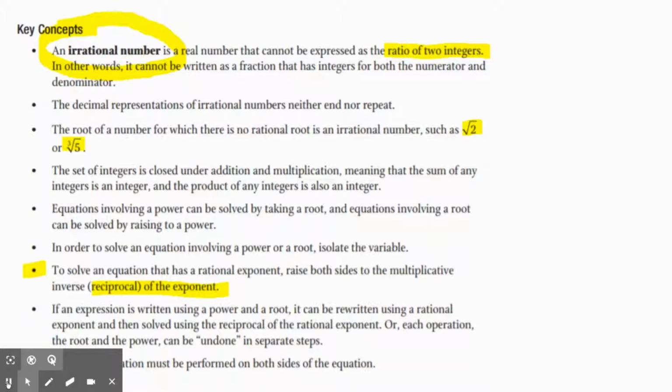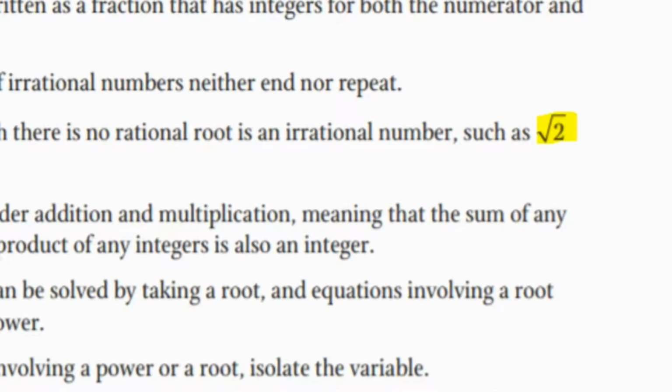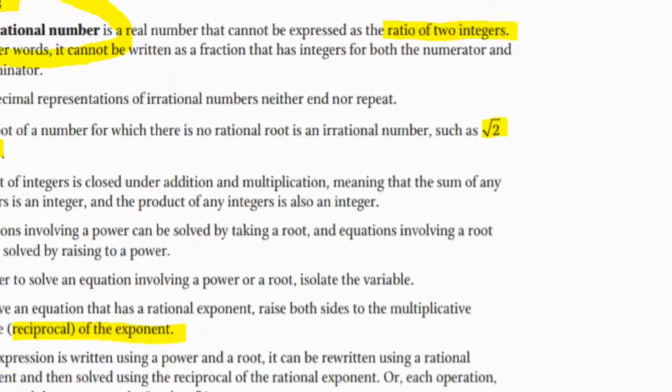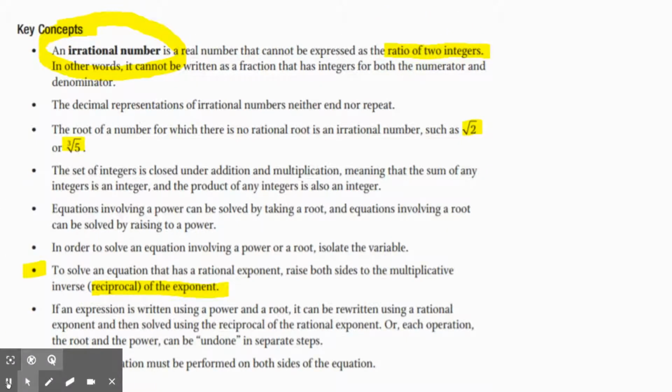An irrational number is a real number that cannot be expressed as a ratio of two integers, or in other words, it can't be written as a fraction. Decimal representations of irrational numbers neither end nor repeat. Many times radicals are going to be irrational, like the square root of 2. There's no rational answer to that. It will be an irrational number.